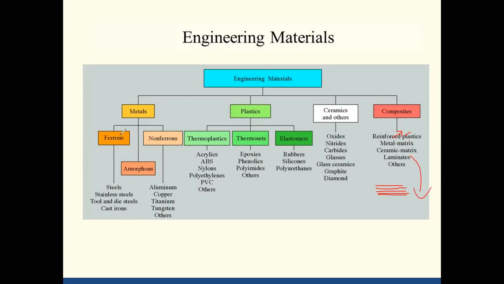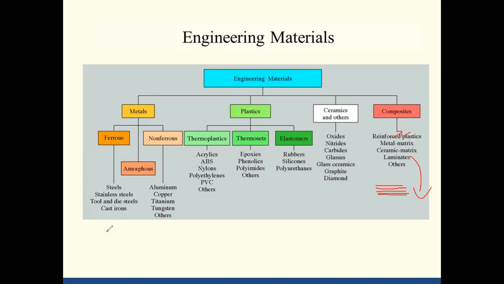The next category, metals, falls under ferrous, non-ferrous, and amorphous. Amorphous is some kind of powder. Steels fall under the ferrous category. Ferrous metals are those that get corrosion. The materials that do not get corrosion we call non-ferrous materials. So steel is ferrous, and also stainless steel, tool and die steel, and cast iron.